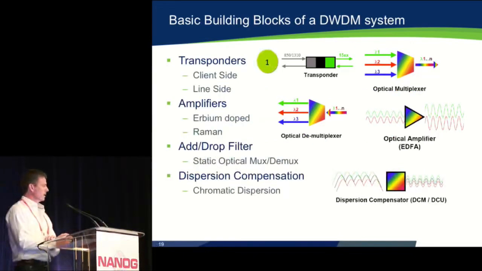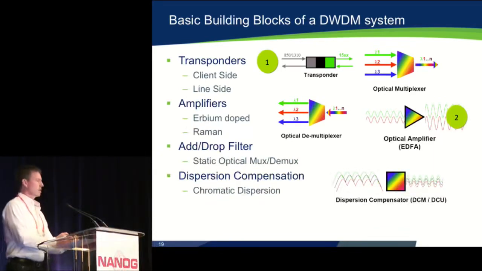So the first component is a transponder, and essentially what that is, is an ability to convert wavelength from one wavelength to another. There may be some retiming done as well. Some PM, performance monitoring, would be available at that element as well. Second, it would be amplifiers, and we'll talk a little bit about that.